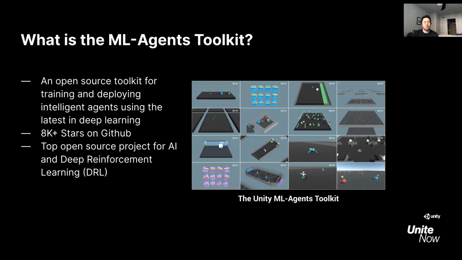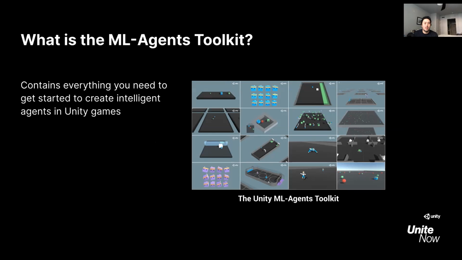So what is the ML Agents Toolkit? It's an open source toolkit for training and deploying intelligent agents using the latest in deep learning. It's one of the top open source projects for AI and deep reinforcement learning. And it contains everything you need to get started to create intelligent agents in Unity games.